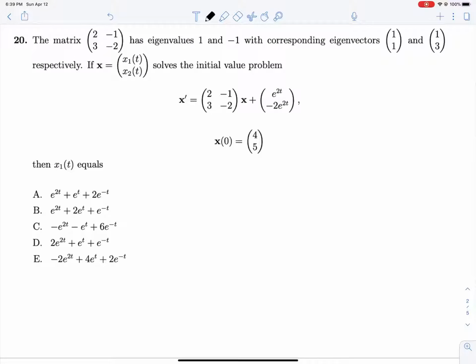Question 20, we have a matrix with eigenvalues given and corresponding eigenvectors. We are solving this initial value problem here. So let's find a particular solution.